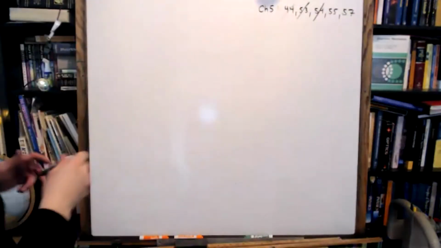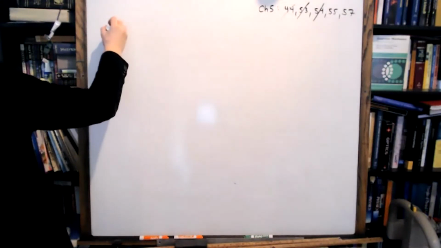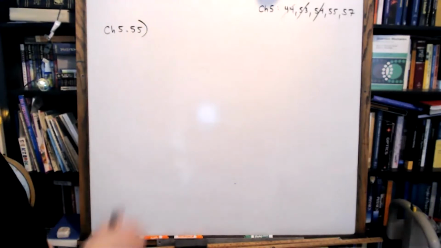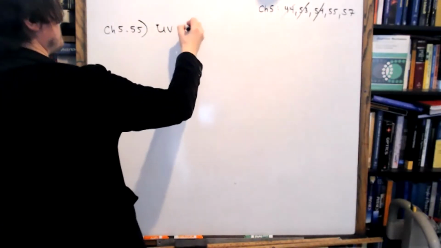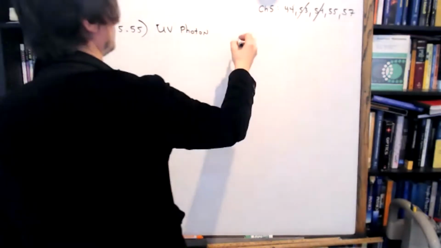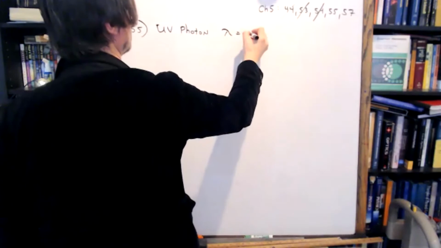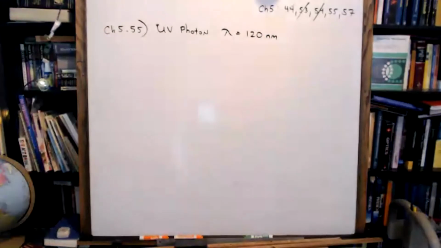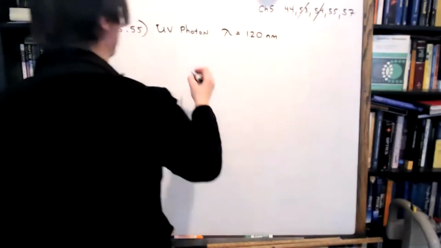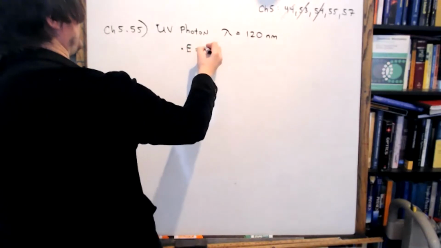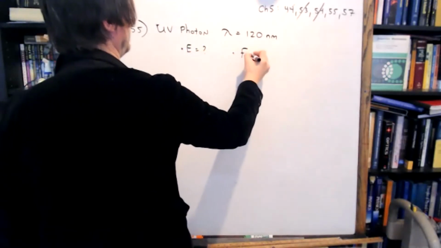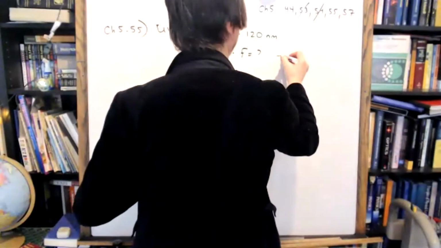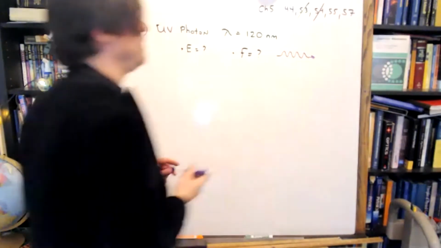Yep. All right. Chapter 5, 55. UV photon. What is the energy in joules of an ultraviolet photon with a wavelength of 120 nanometers? What is its frequency? Okay, so we want to find the energy. We want to find the frequency. And we will draw a model of our microscopic little UV photon. There it is.